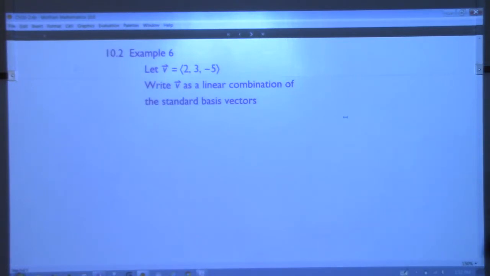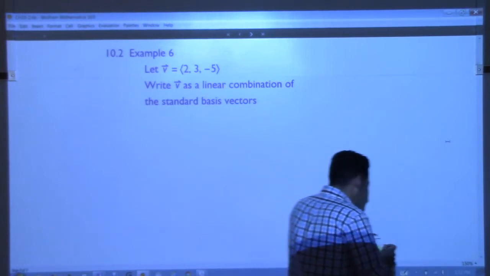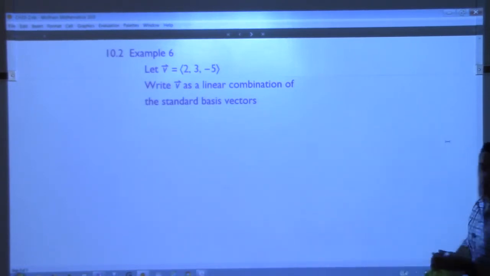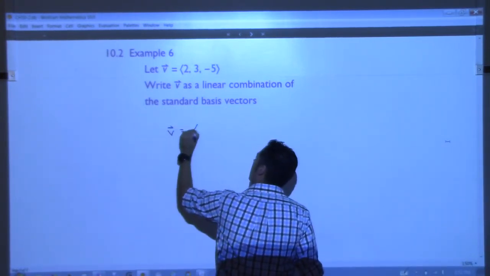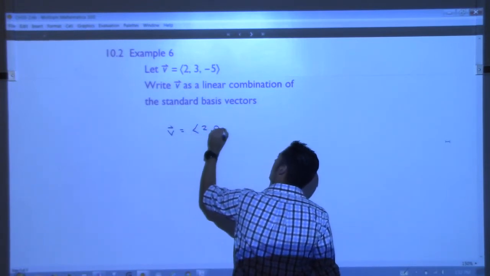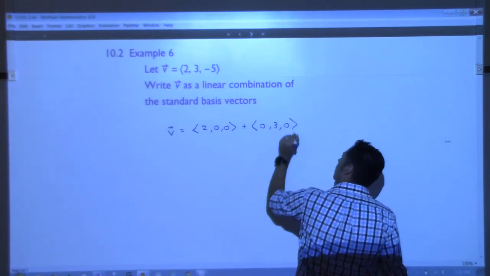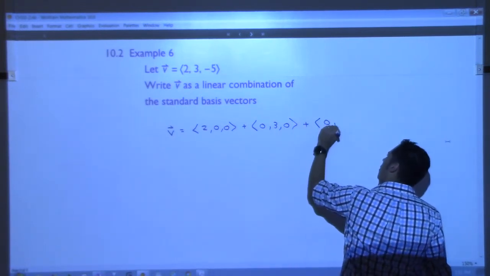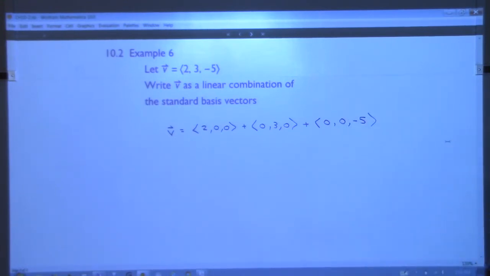This is the last example. So in this, we just want to practice writing things out. So watch what I'm going to do with this vector. I'm going to try and write it using i, j, and k. I hat, j hat, k hat. All right? So the way I want you to see this is first realize that v can be rewritten as 2, 0, 0, plus 0, 3, 0, and then plus the vector 0, 0, negative 5. Do you all agree that that's v? It's those three vectors added up together?